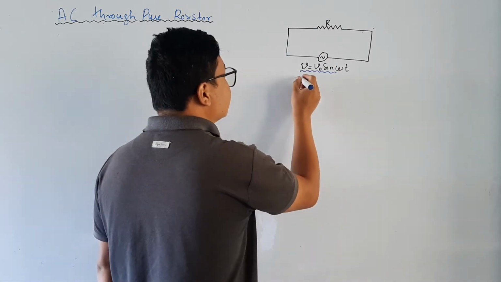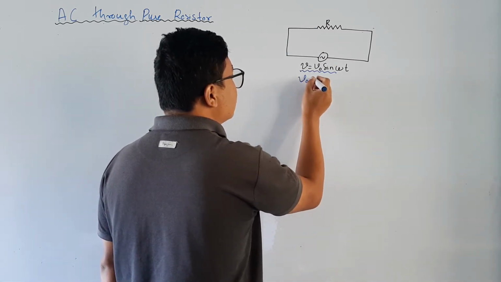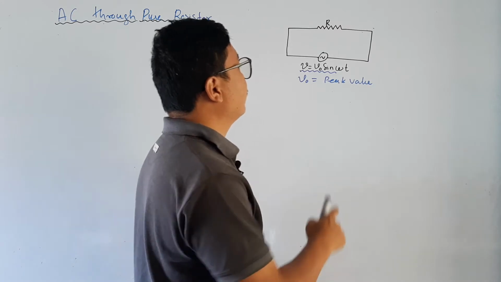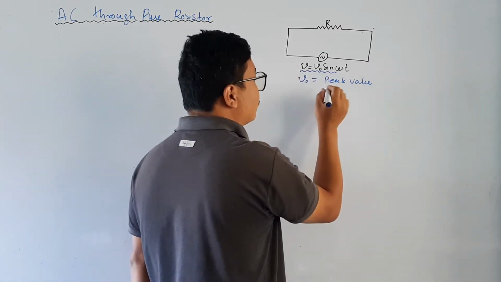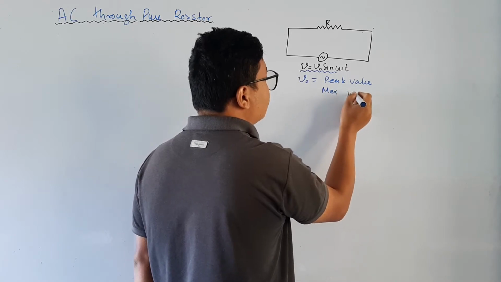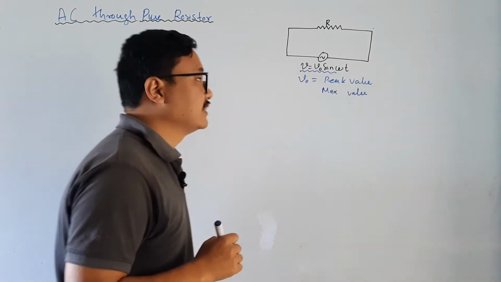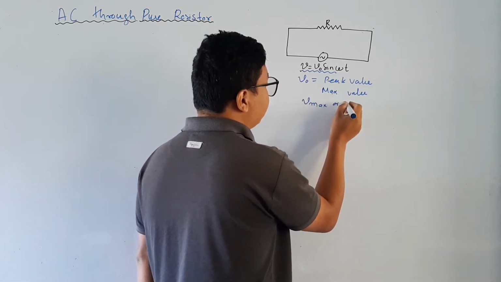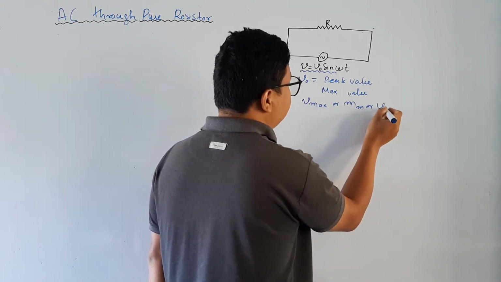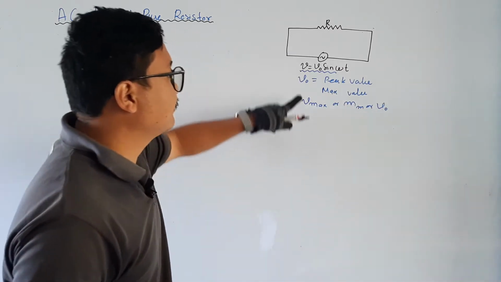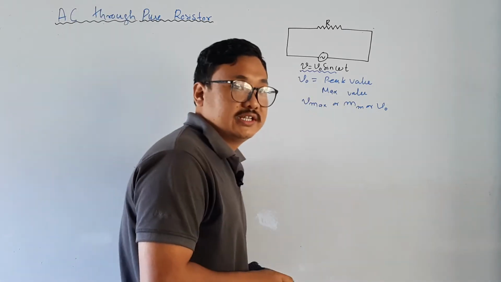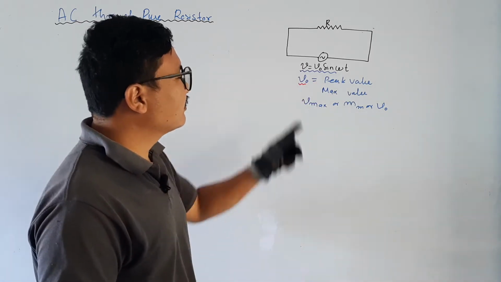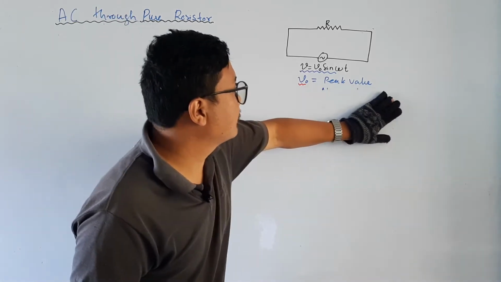Here there are some terms. V0 is my peak value. Whose peak value? The peak value of voltage, or this can also be written as the maximum value of alternating voltage. The notation for this could be Vmax or Vm or V0. So these are the three notations to represent the peak value or maximum value of alternating voltage, but I prefer V0 to represent the maximum value.